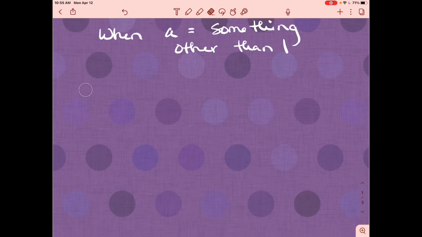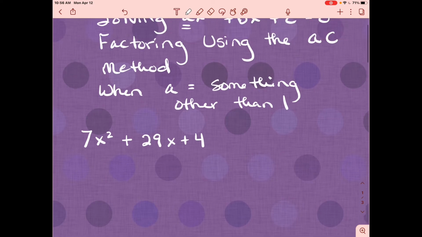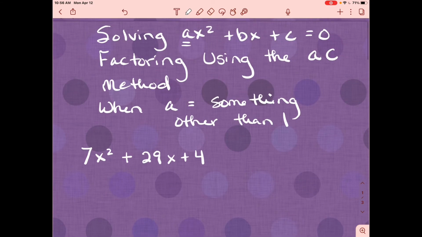Let's start with 7x squared plus 29x plus 4. And when we're looking at this ax squared plus bx plus c, in this case a is 7, b is 29, and c is 4. And so what we're going to start by doing here is we're going to multiply a times c. And a times c in this case is 7 times 4.